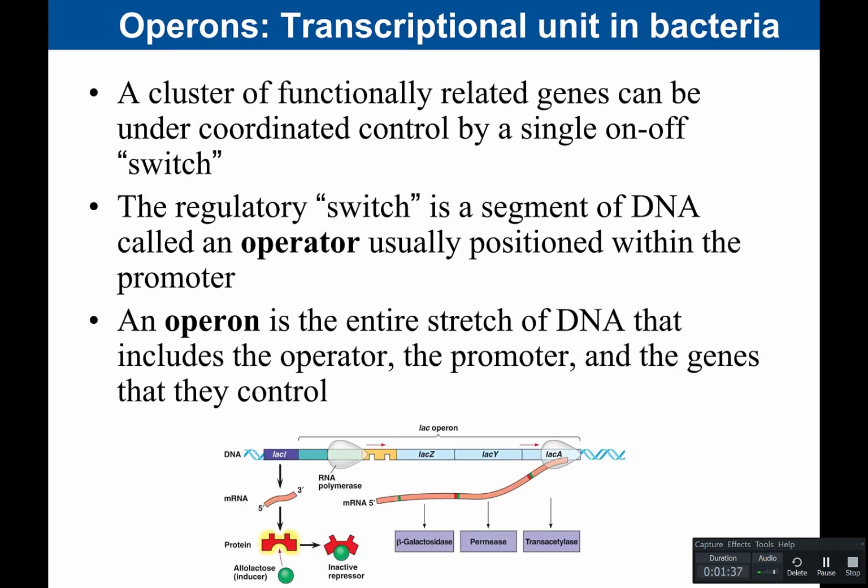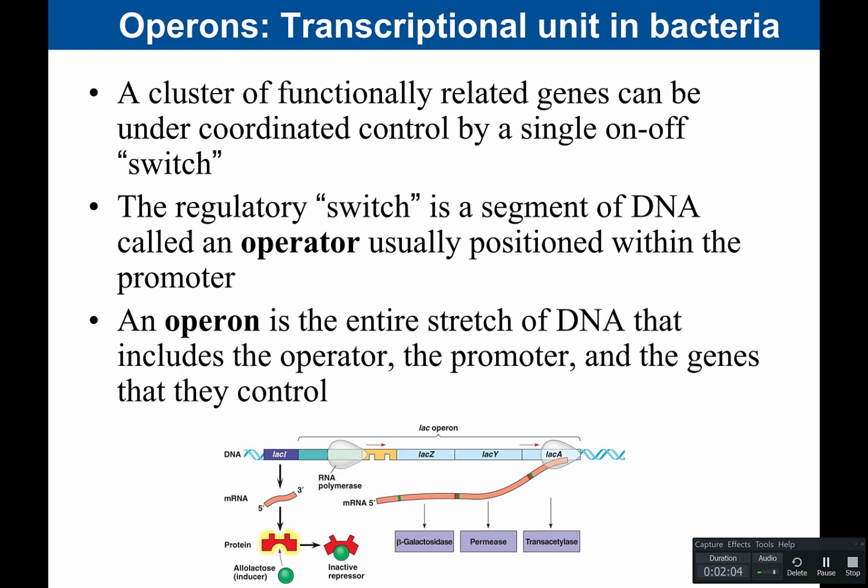So in bacteria, we have what are referred to as operons. And these are the transcriptional units in bacteria. They are a cluster of functionally related genes that can be under the coordinated control of a single on-off switch. The on-off switch, that regulatory switch, is a segment of DNA called an operator. And the operator is usually a sequence that's within the promoter.